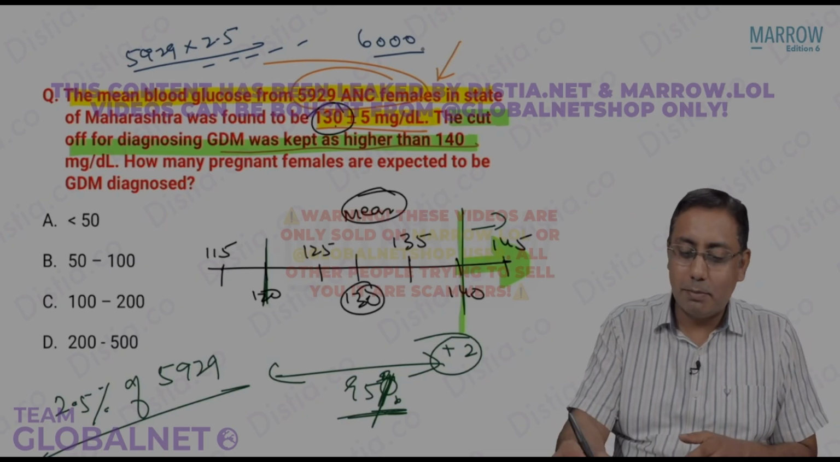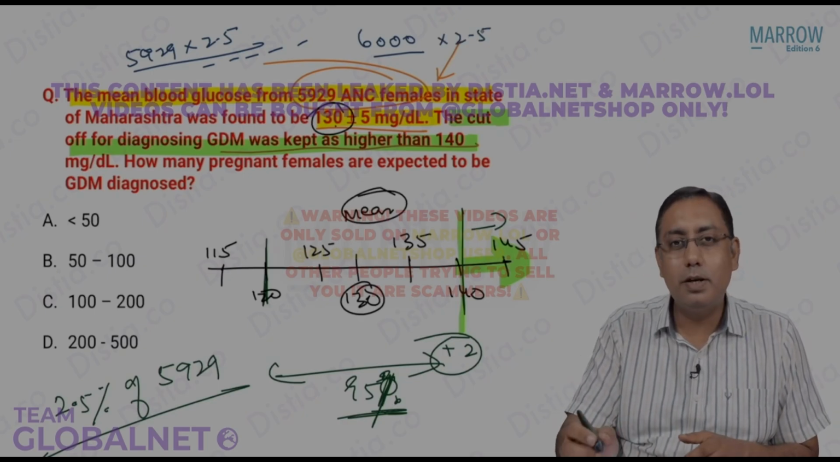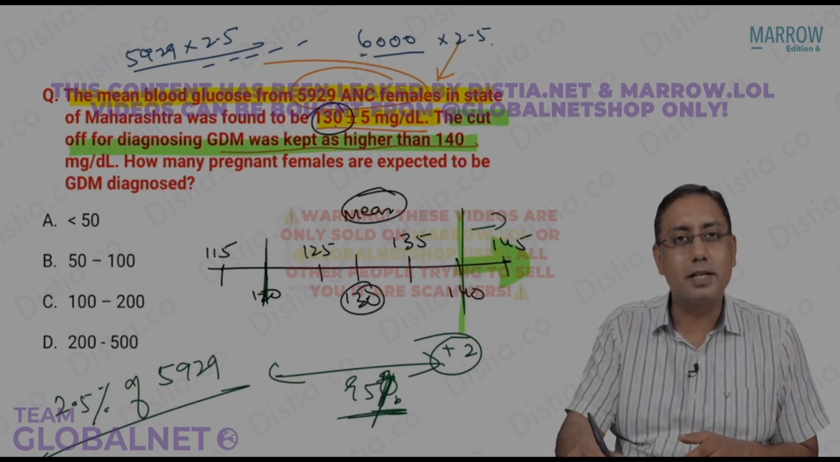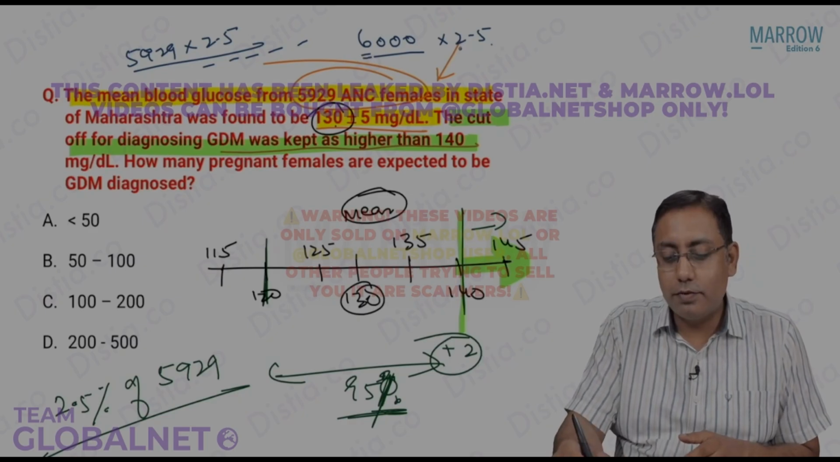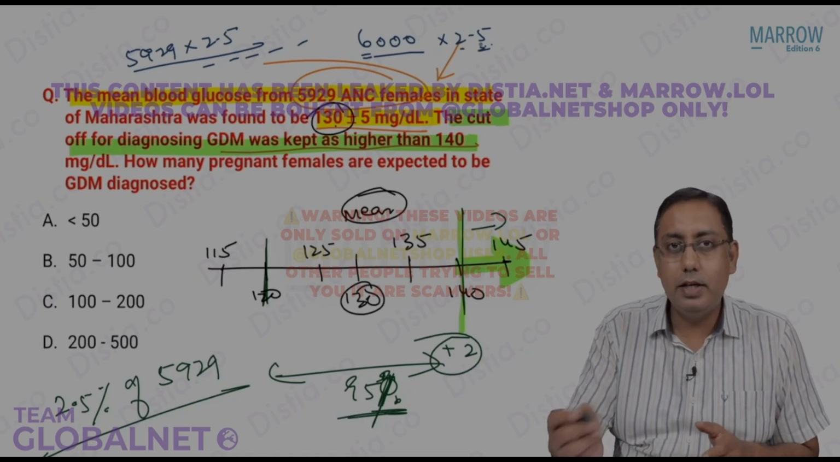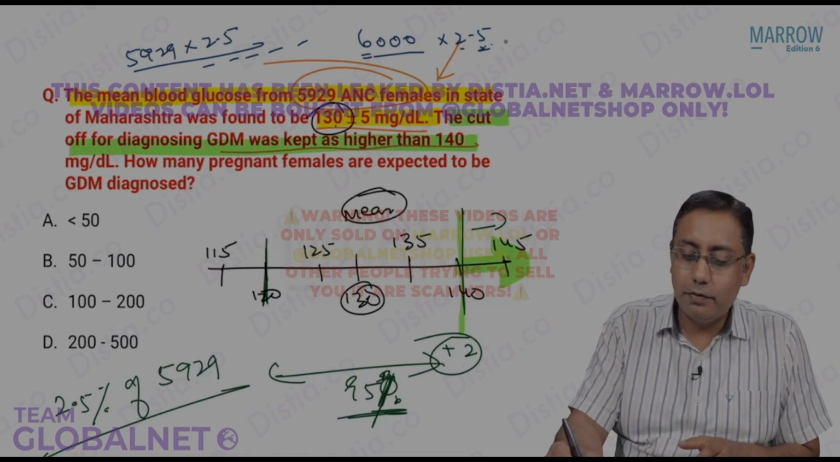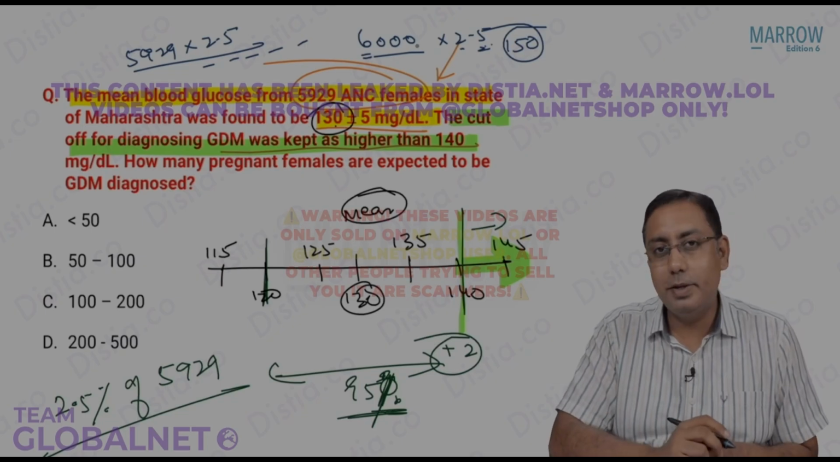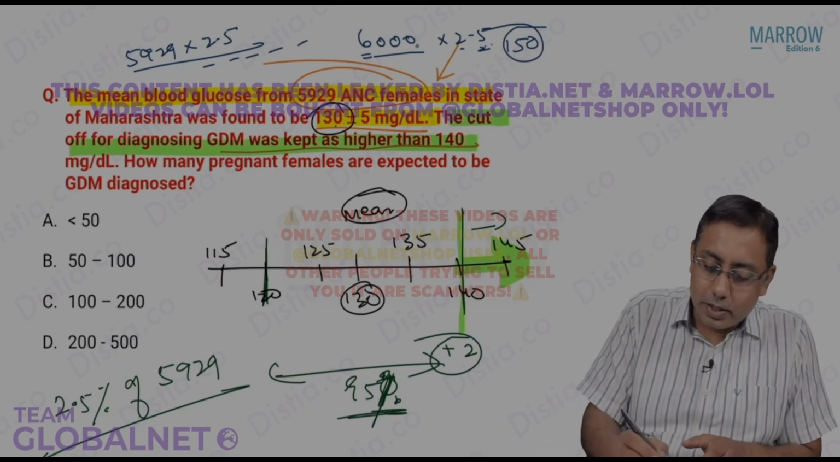So if you round it off to 6,000, 6,000 multiplied by 2.5. So how much will it be? 2.5 times 6. So 6 2s are 12, and another half of it, 0.5 of it. So 12 plus 3. 3 is half of 6, right? So 12, 3, 15, 150. 150 females will be diagnosed with GTM.